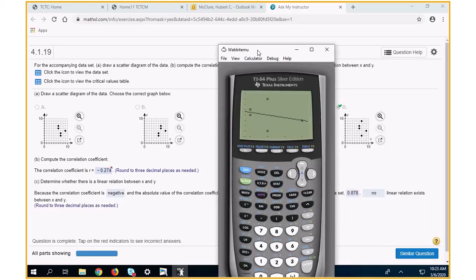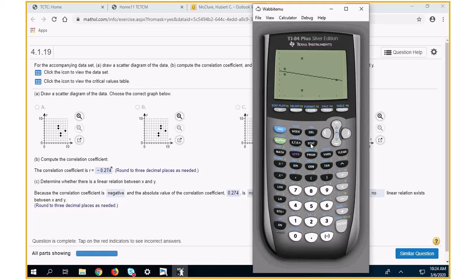And there, go back to your stat, edit or calculate, and first linear regression, and calculate. And there is your numbers for there. Now, they also want you to do the critical value. The critical value, if your R is greater than your critical value, then that means there's a strong correlation.